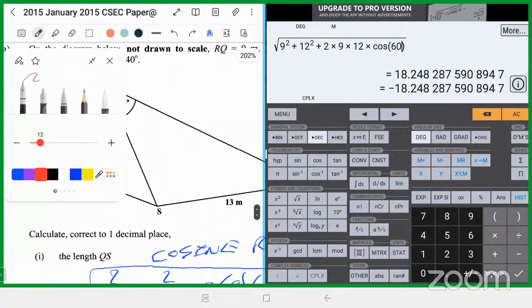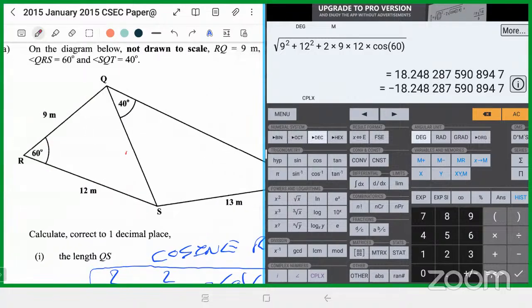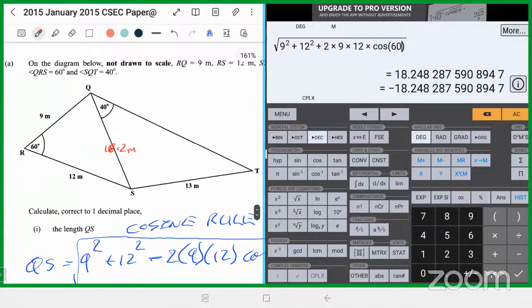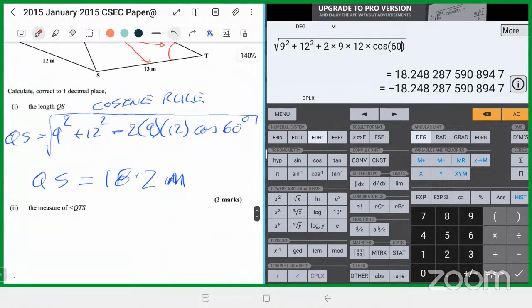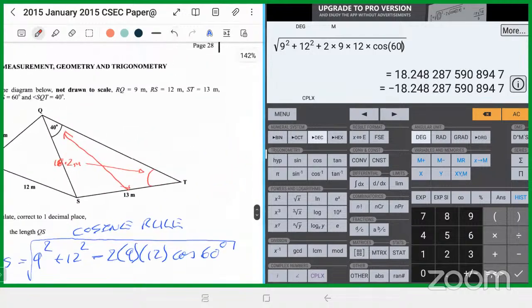So this side I now know is 18.2 meters. Because I know these two, angle and side opposite, I can use this side to find the angle down here that I want with the sine rule, which is the angle QTS. Let's call it theta and put it on the diagram here as theta.